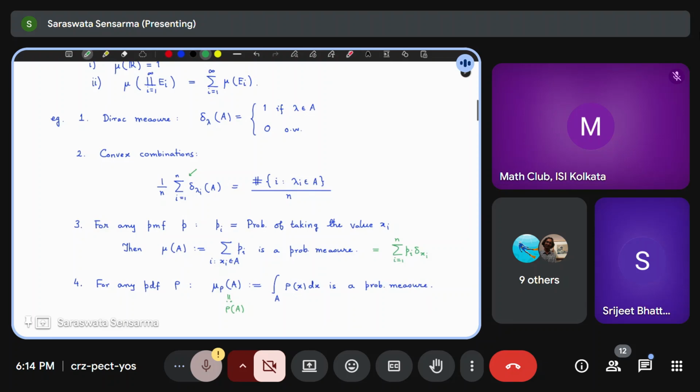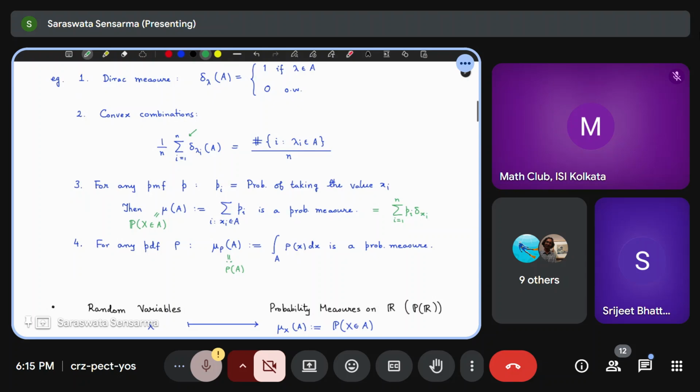For example, let's say you take any PMF, p_i. Basically, let's start with a random variable which takes values x_i with probability p_i. Then you define the measure corresponding to that random variable as mu of A equal to the summation of the probabilities p_i where x_i is in A. Basically, this mu of A would be the probability that the corresponding random variable is in A. And this is the general construction really.